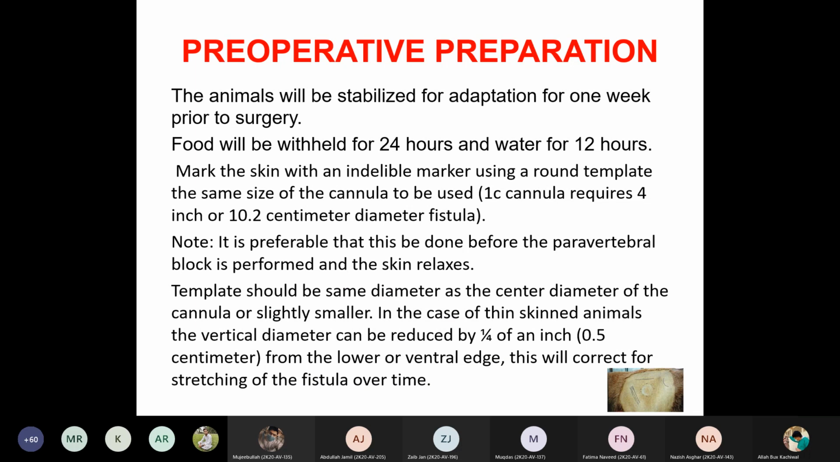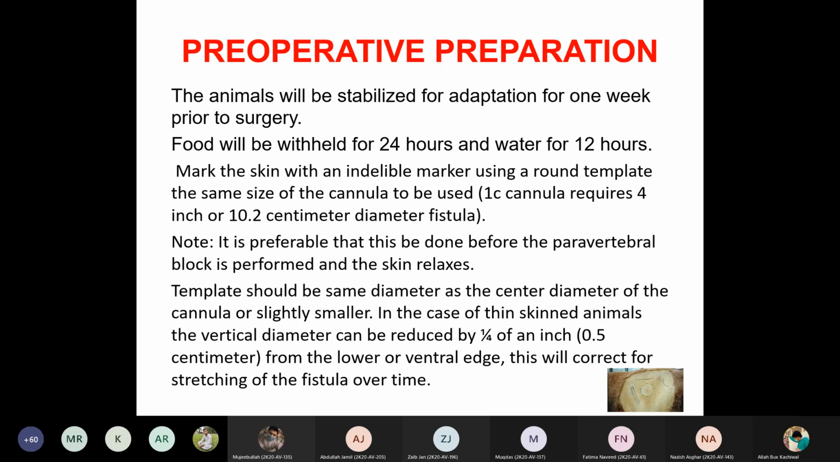This is the pre-operative preparation which is required for the surgical procedure. Food will be withheld for 24 hours and water for 12 hours in ruminant animals. Mark the skin with an indelible marker using a round template, the same size as the cannula to be used. A 1 cc cannula requires a 4 inch or 10.2 centimeter diameter fistula. Note, it is preferable that this be done before the paravertebral block is performed and the skin relaxes.